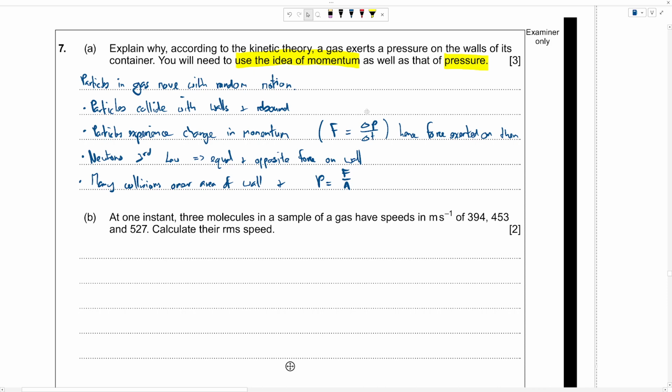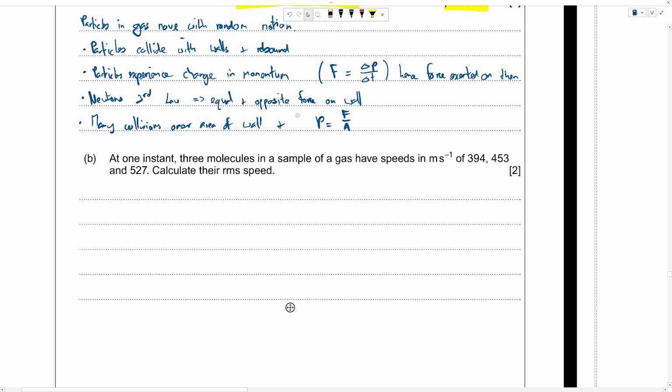Yeah. Part B. At one instant, 3 molecules in a sample of gas have speeds in meters per second of 394, 453 and 527. Calculate the RMS speed. So this really is just a test of, do we know what RMS speed is? And hopefully we do.